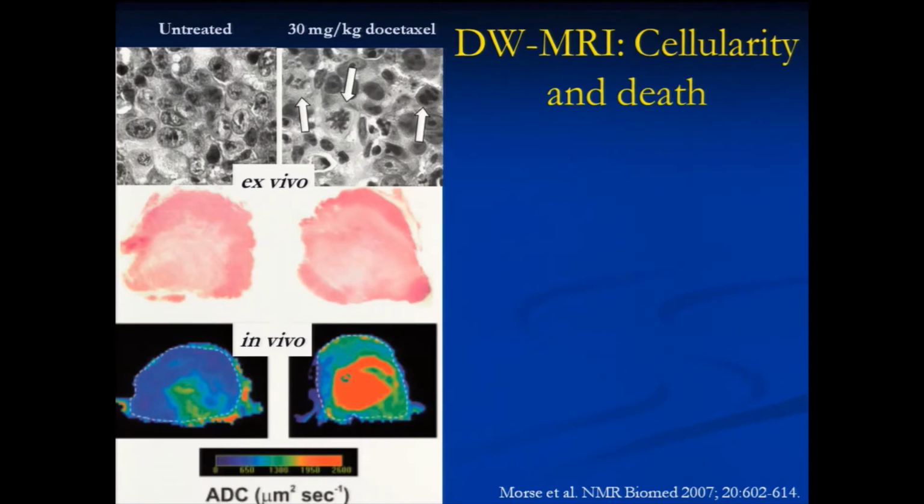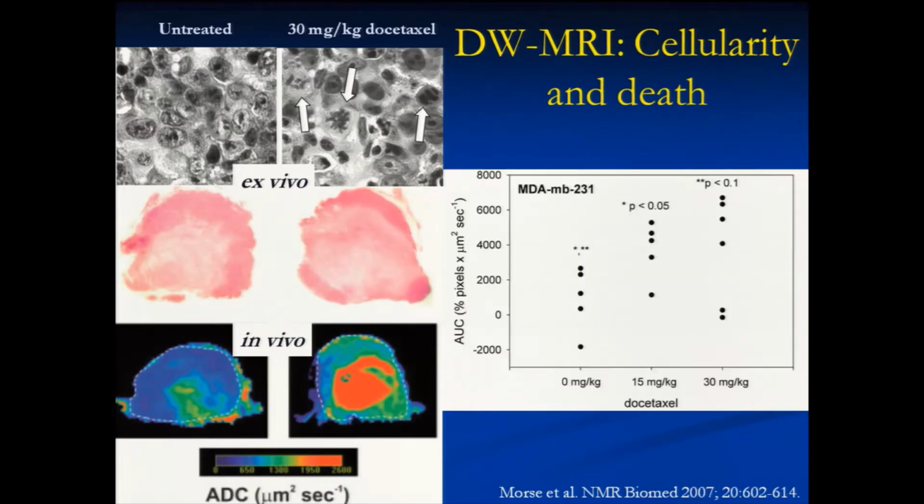This is a measure of cellularity. And following treatment, you could see cell death markers, and in the periphery, the diffusion shifted a little bit higher. And this change was proportional to the dose and was significant.